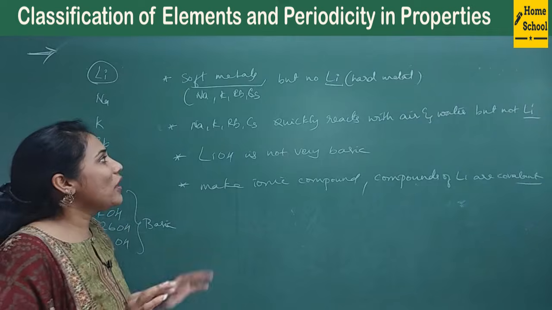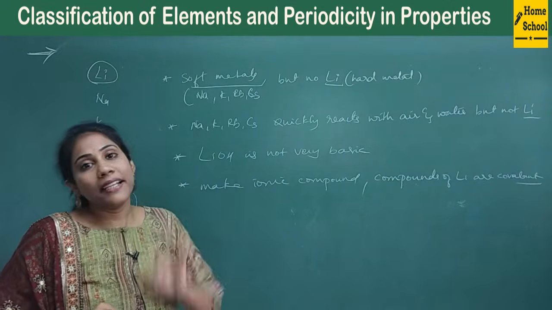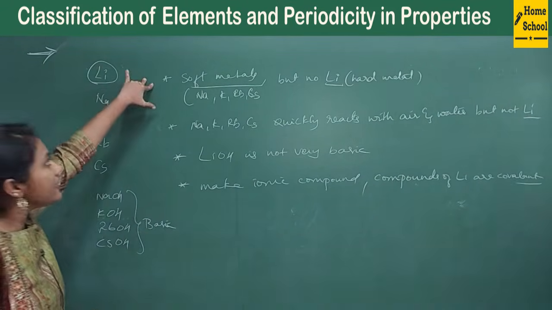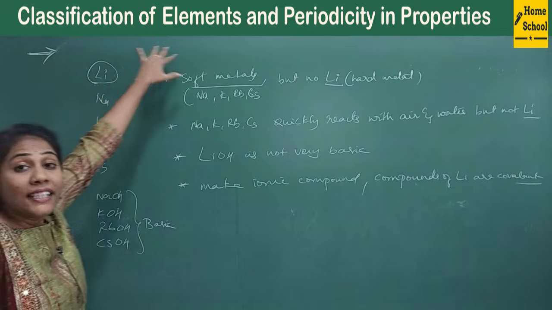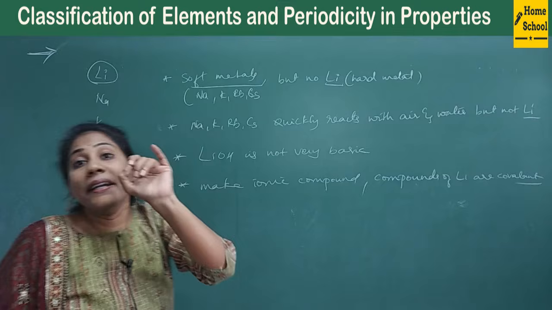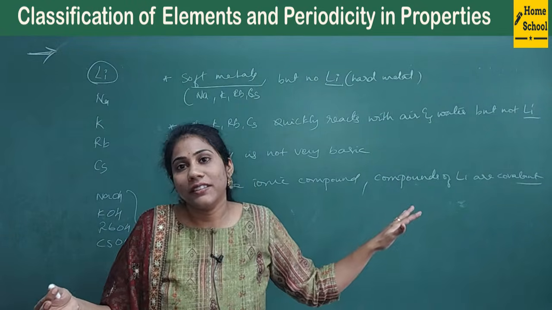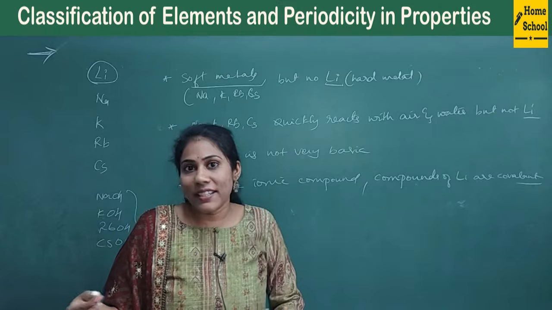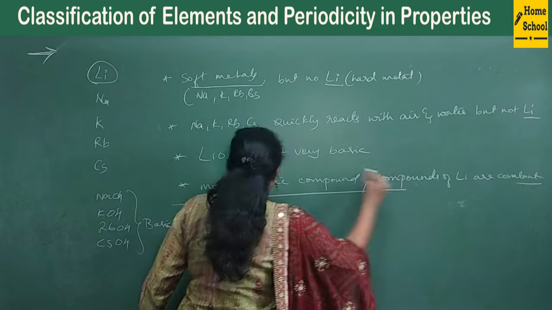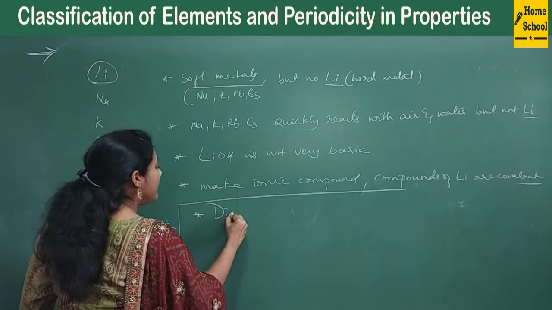So this is all about anomalous properties of second period elements. Not only in the first group is lithium different, in the second group beryllium is different, in the 13th group boron is different. So every first element in a group is different. It's because of the four reasons. Clear?